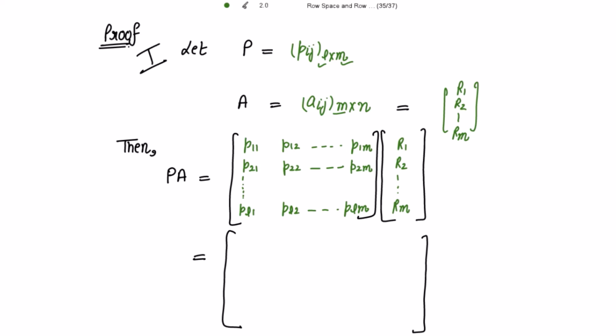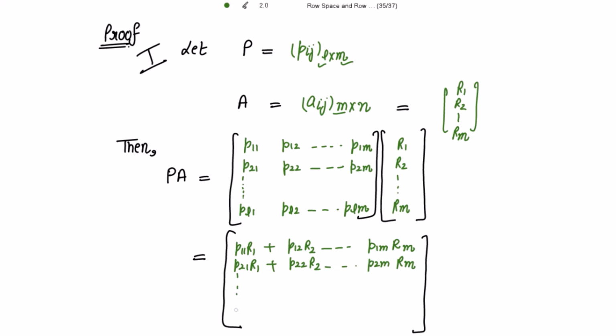Now how to multiply the matrices? Just take the first element from the first row and first column and multiply this with R1, right? So you get P11 R1. Then take its sum with P12 R2, and so on we get P1m Rm. And then taking the first element from the second row, that is P21, multiply this with R1. So this is P21 R1 plus P22 R2, and so on, P2m Rm.